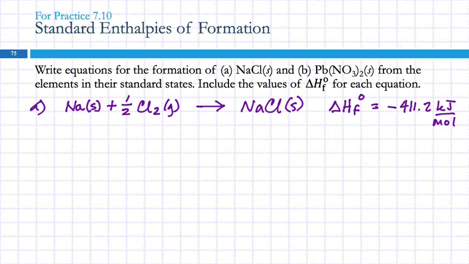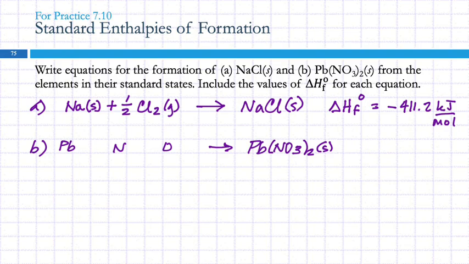So let's look at the other one. Again, I'm going to write the formula for what we're making over here. And this is a solid. So Pb(NO3)2. And this is the one time where you do just get to pick it apart into its separate elements. People try to do that with solubility of ionic compounds, and then you can't. But here you get to do that. So there's 3 capital letters here, right? We've got Pb, and we've got N, and we've got O.